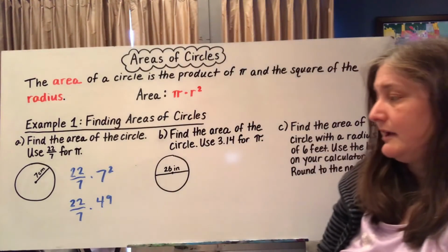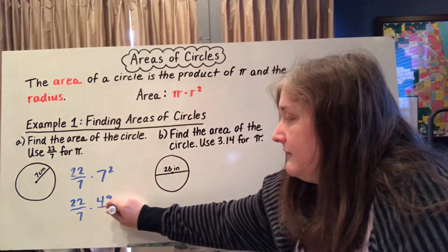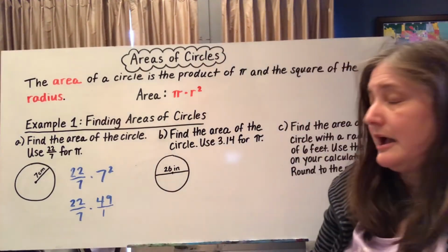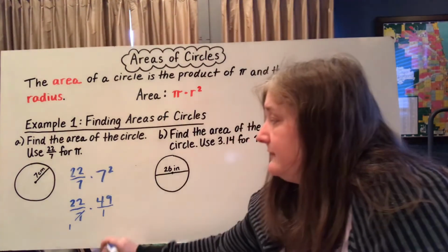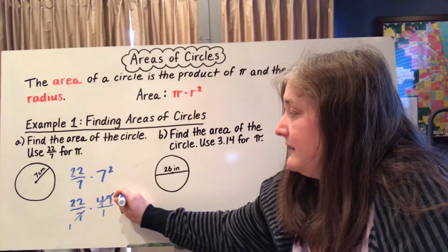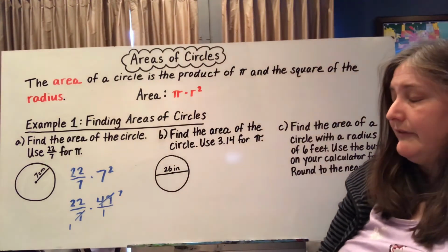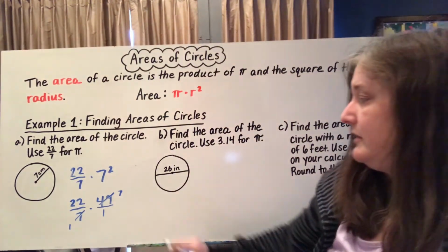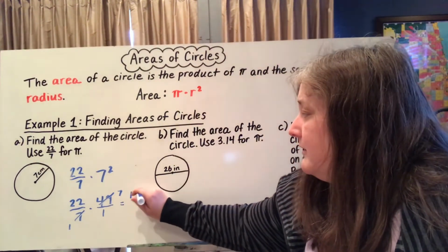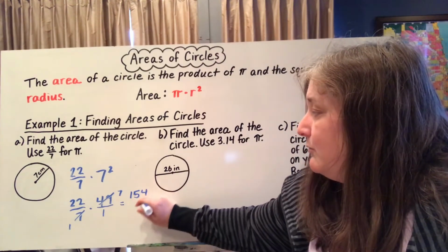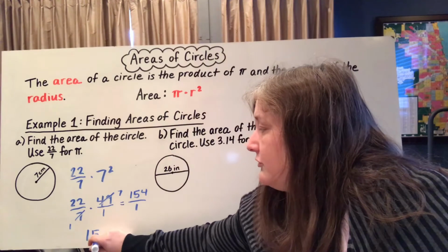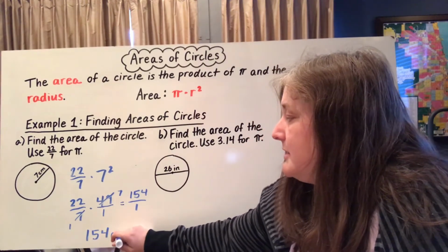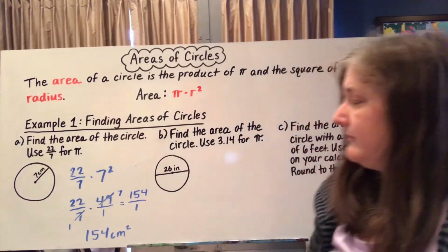And in order to do this, I can turn 49 into a fraction by giving it a denominator of 1. I can do some cross-reducing here. 7 divided by 7 is 1, and 49 divided by 7 is 7. And on the top there, 22 times 7 is going to give us 154. And on the bottom, 1 times 1 is 1. So the area here is 154 centimeters squared.